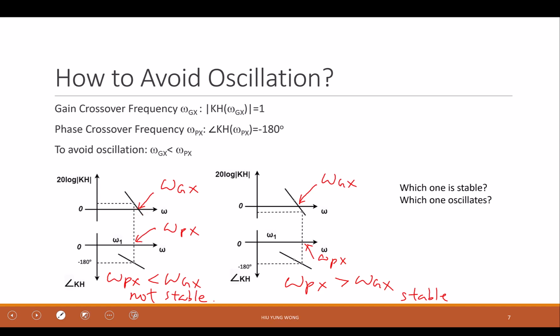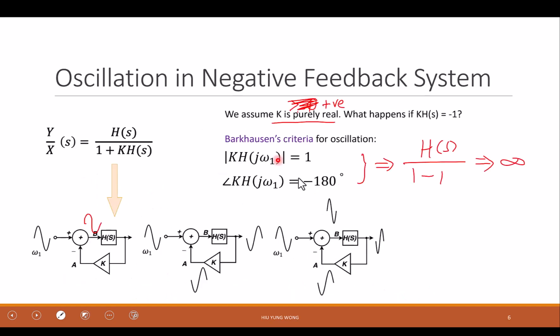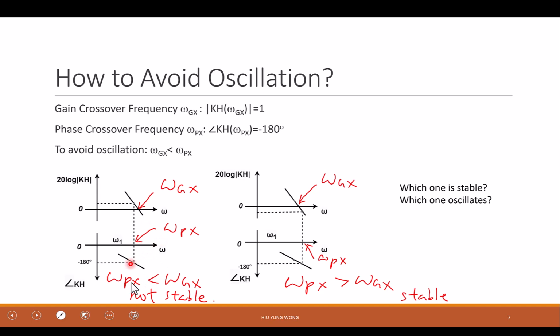Before that, it still has a large gain. After that, it has a small gain, right? This is log. That's why 0 dB means it is 1, right? Another frequency is the phase crossover frequency. It is the point at which you have negative 180 degree phase shift. Because we know that from this analysis, if you happen to have a large gain and also negative 180 degrees, you are going to oscillate. You are not stable, right? So we hope that before you reach this negative 180, your gain is small enough, right?